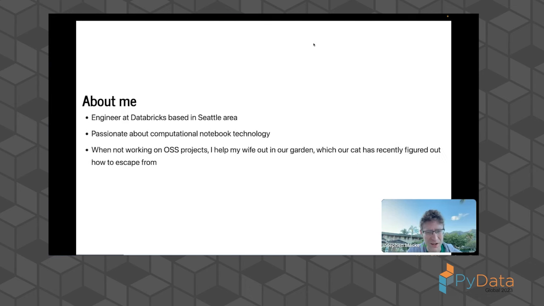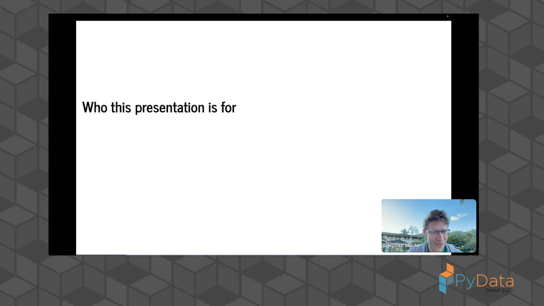And when I'm not working on open source projects, I enjoy helping my wife out in our garden. And unfortunately, our cat has recently figured out how to escape from the garden. It's normally enclosed, but when there's a will, there's a way. So we have to figure out how to cat-proof it once we get back.